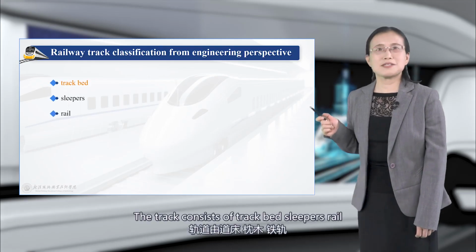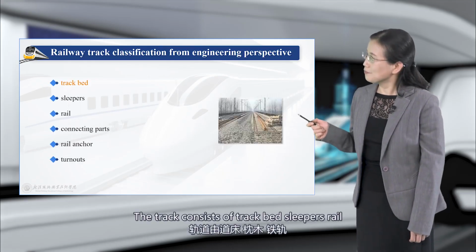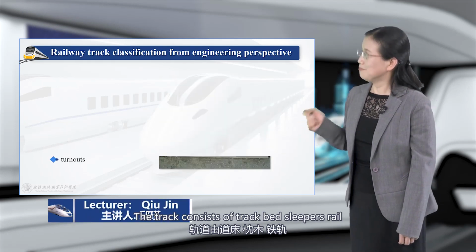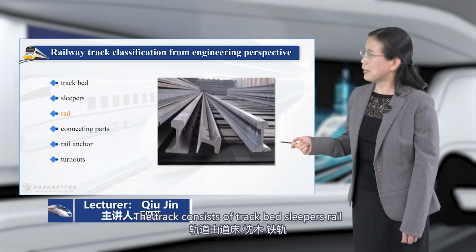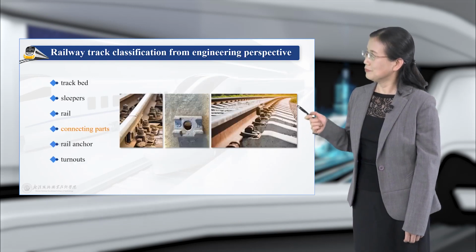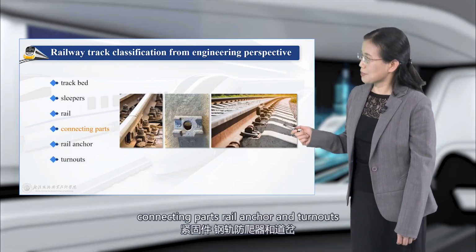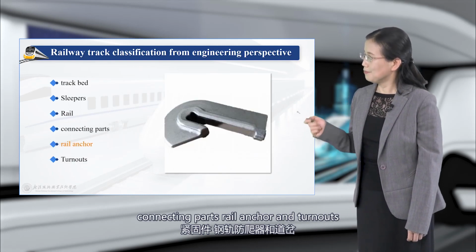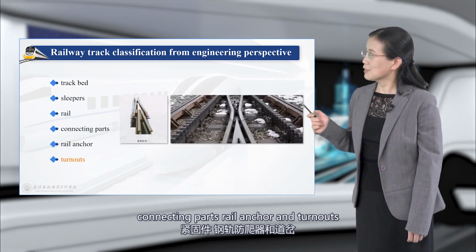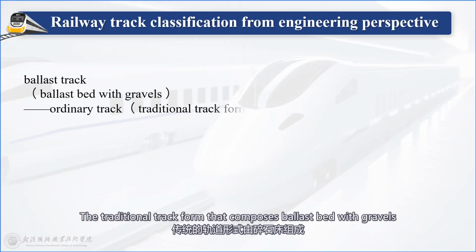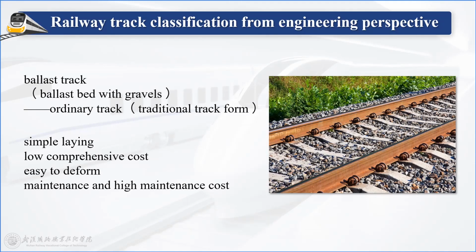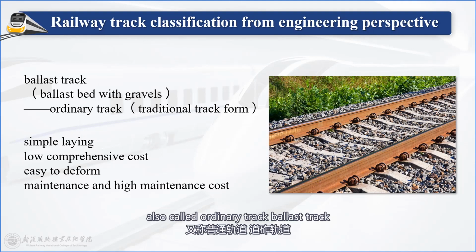The track consists of track bed, sleepers, rail, connecting parts, rail anchor, turnouts. The traditional track form that composes ballast bed with gravels is also called ordinary track.